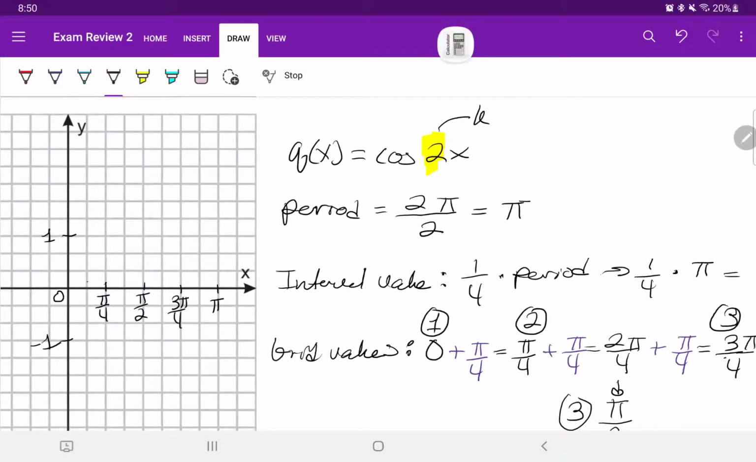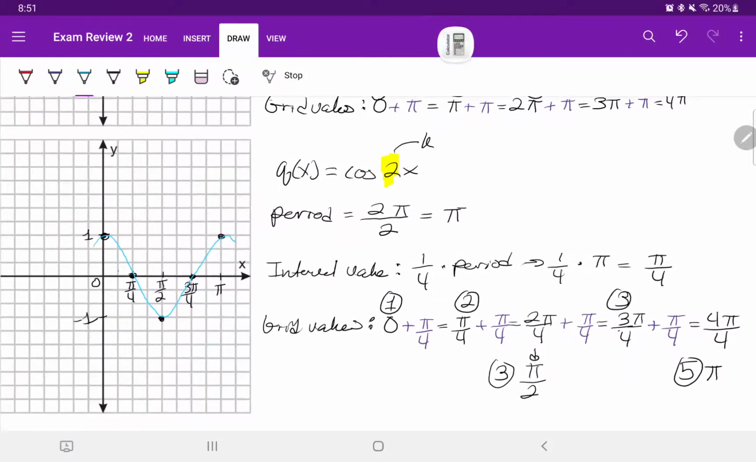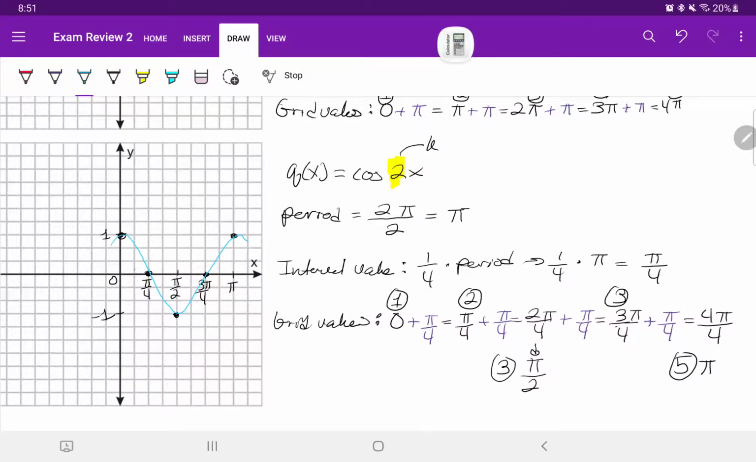And remember, this is cosine. Remember the rule for cosine when you sketch it. Max, 0, min, 0, max. That is for cosine. For sine, it is 0, max, 0, min, 0. Write that down somewhere. And that is how you sketch this function.